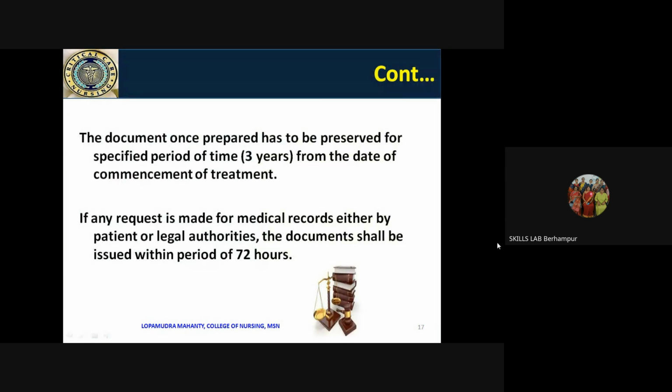Then the document, once prepared, has to be preserved for a specified period of time, 3 years from the date of commencement of treatment. If any request is made for the medical records, either by the patient or legal authorities, the document shall be issued within a period of 72 hours.